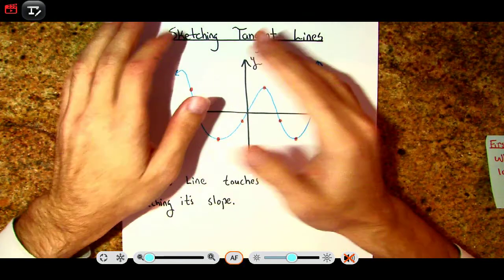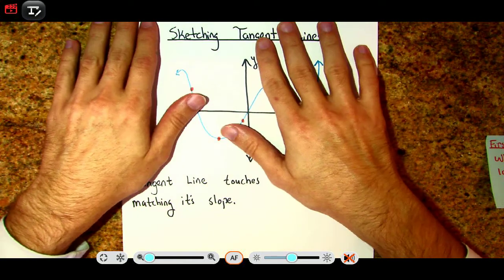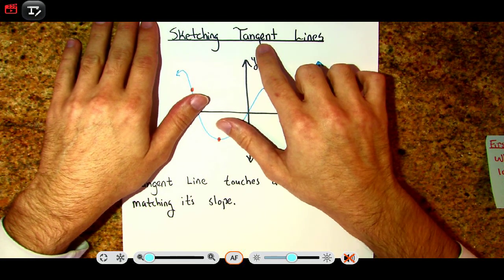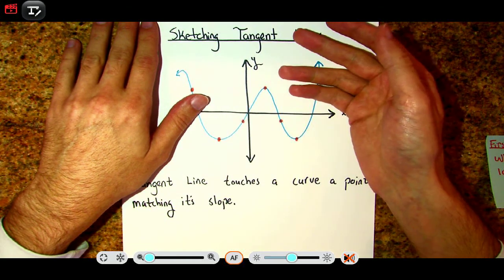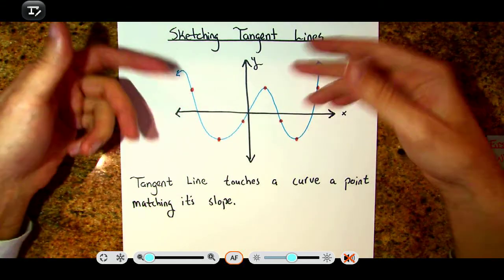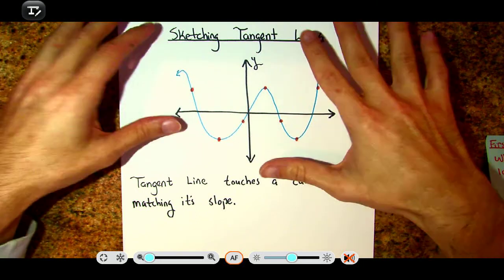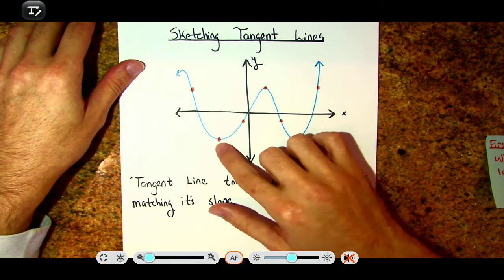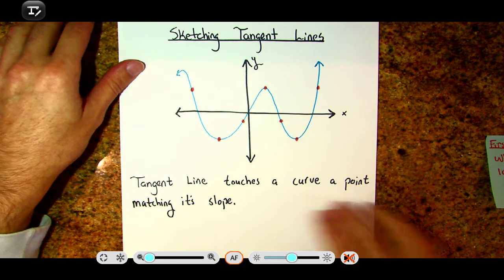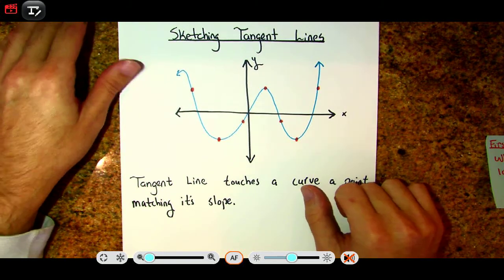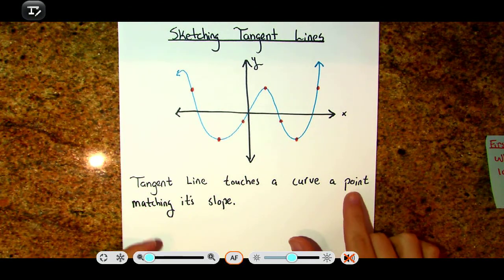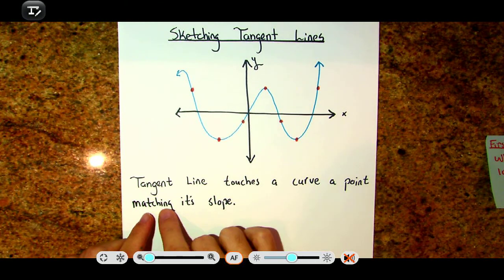The idea for today's lesson is, what does it look like when we're sketching tangent lines, and how do we find their slope? First, take a second and copy this down into your notes: this visual of this curve with these points on it, and the definition for a tangent line. A tangent line touches a curve at a point and it's going to match its slope.